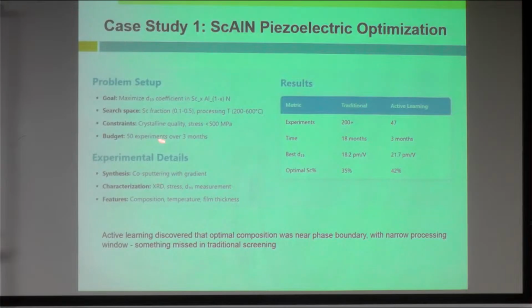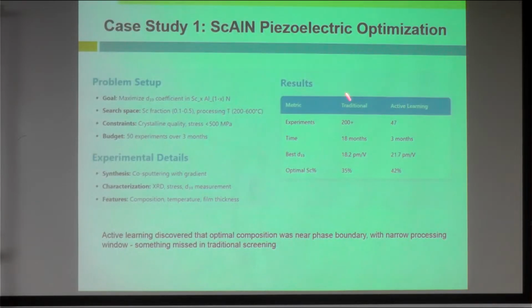So the experimental details, for example: you need to do co-sputtering with a gradient, because this is an alloy of scandium, aluminum, and nitride, so you need to co-sputter the material. That is the process constraint of this material. The characterization used is XRD, to identify the elemental analysis, stress, and D33 measurement, the piezoelectric D33 coefficient. And the features are composition, temperature, and film thickness.